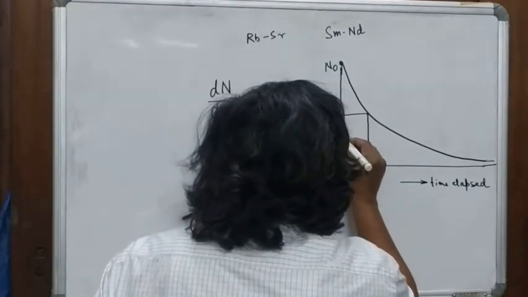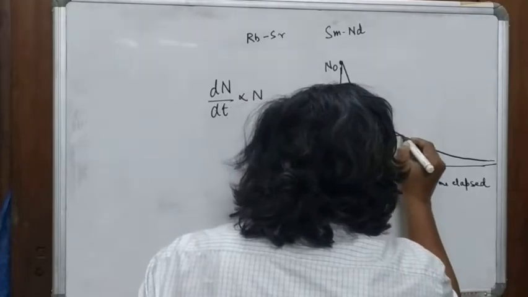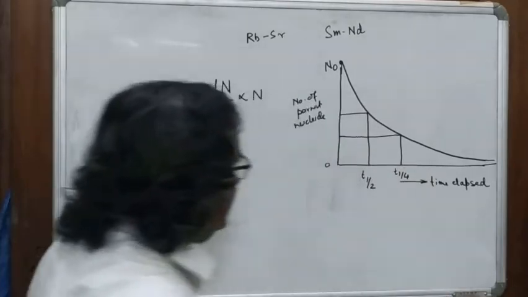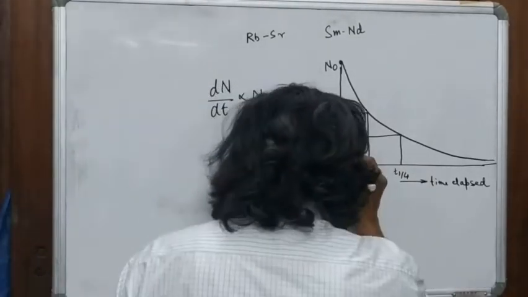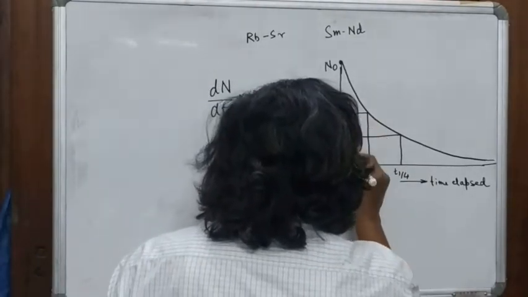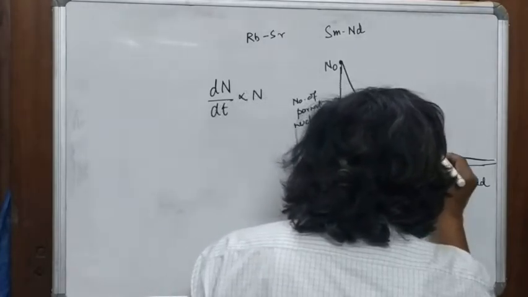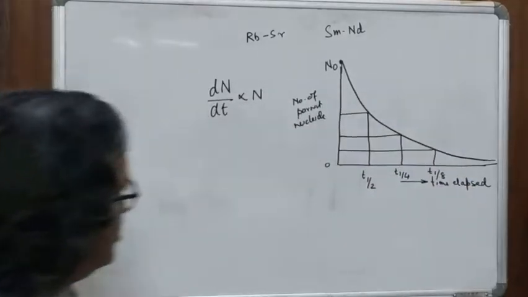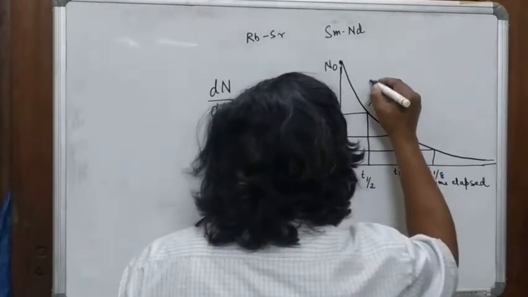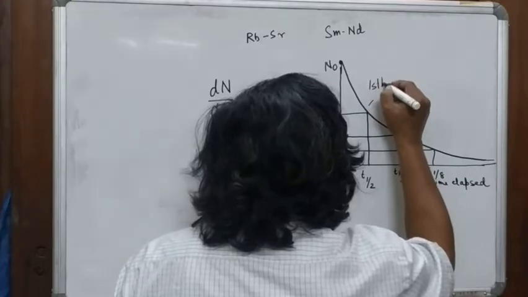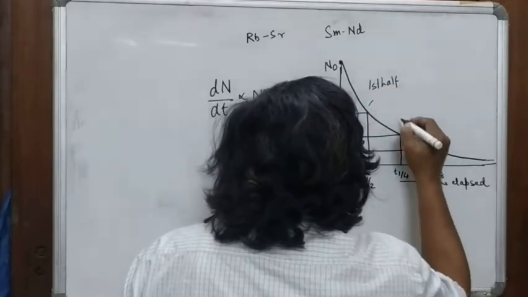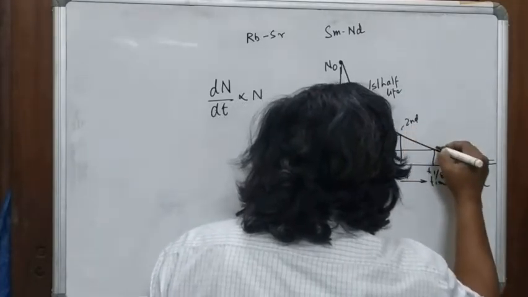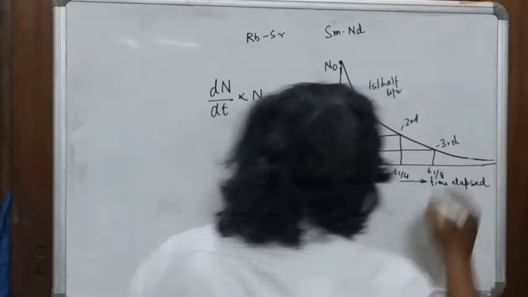If you divide it again, then it reaches here, and you have 1 by 4. And then again, if you divide it, this is 1 by 8. So this is called the first half-life, for example. This is called the second half-life. And this is called the third half-life, and so on and so forth.